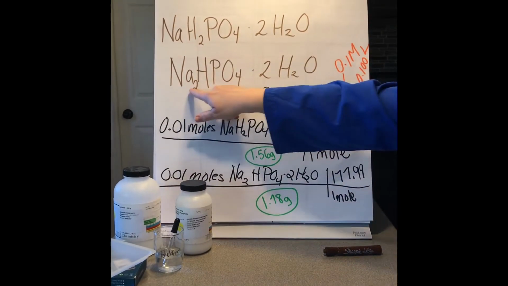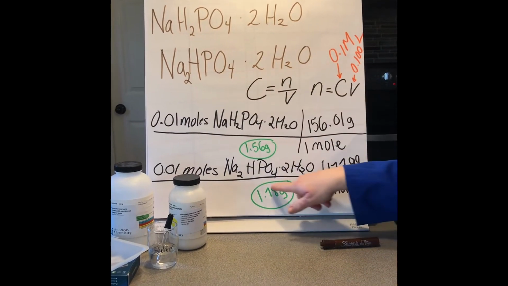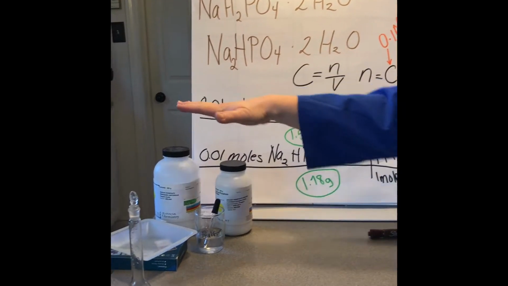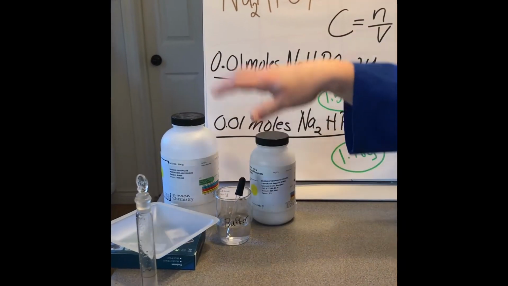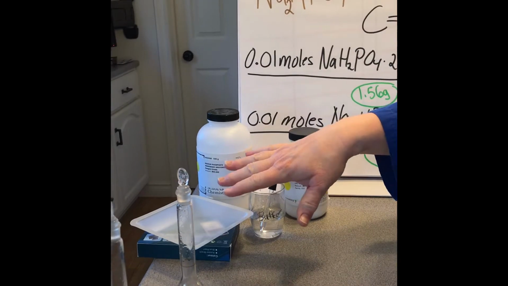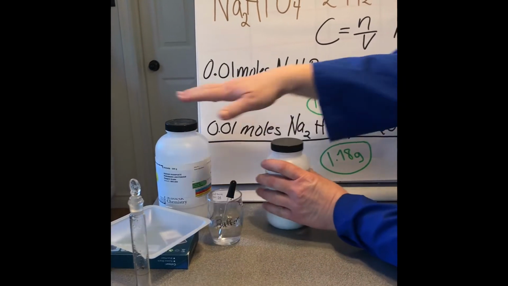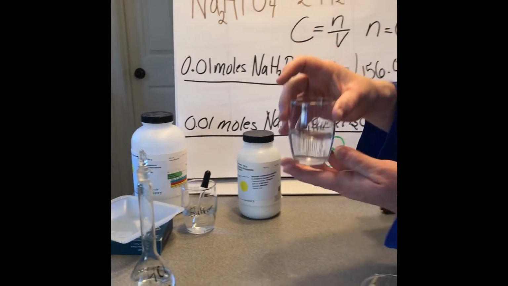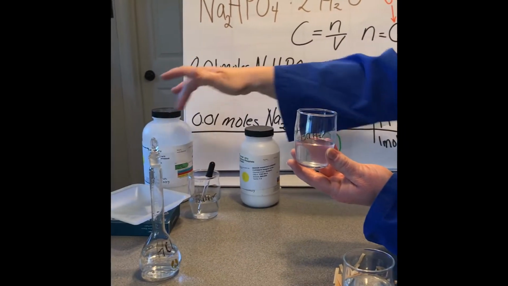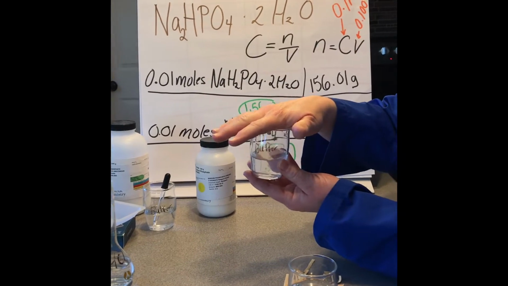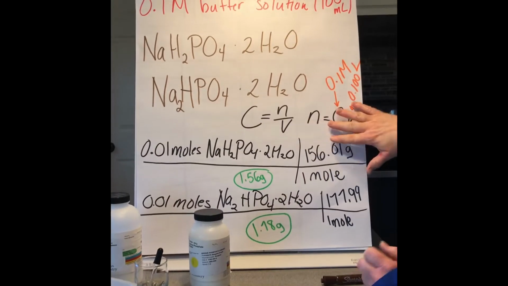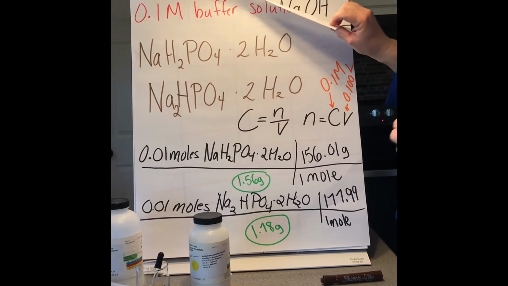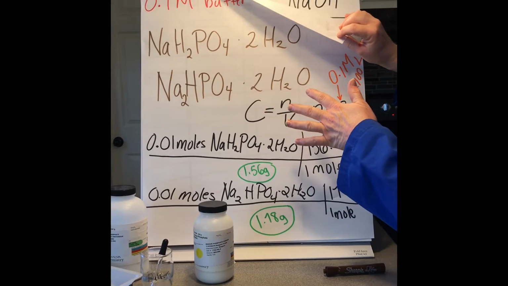I did the same thing for the sodium hydrogen phosphate, except I needed 1.78 grams of it. I put it in the weighing boat, and so on, but both of these went into one volumetric flask. So this buffer solution is both of these mixed together in 100 mL. We made up this buffer solution with those two chemicals together in the same solution, only differing by an H.